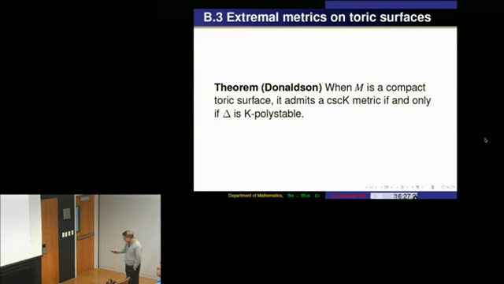Now we want to talk about the main result, about extremal metrics on toric surfaces. On toric surfaces, the first result is by Donaldson. He proved that when M is a compact toric surface, it admits a constant scalar curvature metric if and only if delta is K-polystable. This was proved by Donaldson several years ago.